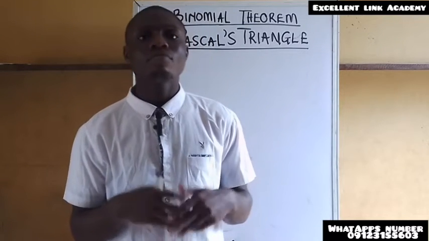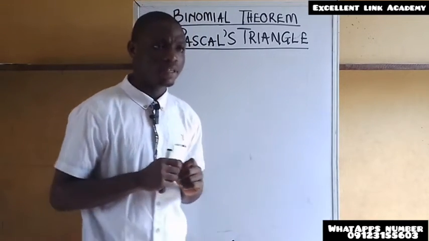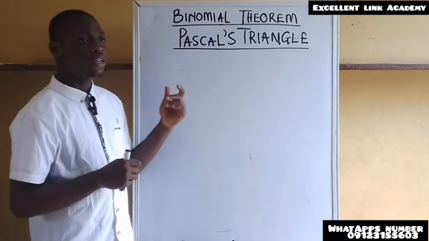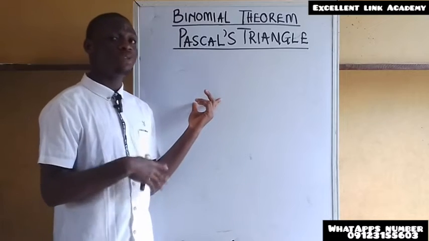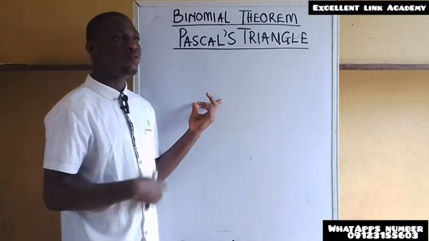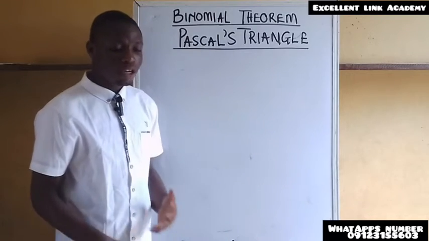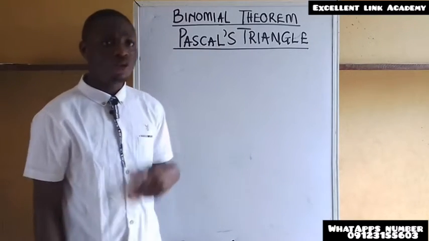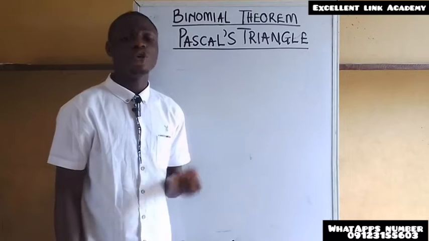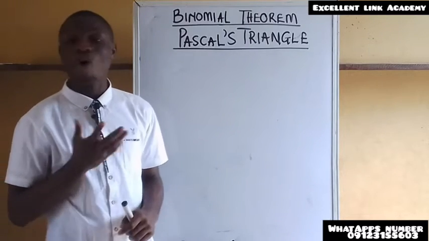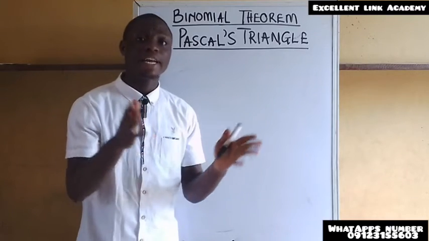Now, here's the idea. For our previous example, known as the general method, when we expand, we need to collect like terms. But for the Pascal's triangle method, we don't need to collect like terms. The only thing that Pascal's triangle helps us to do is to give the coefficient of terms in an expansion.